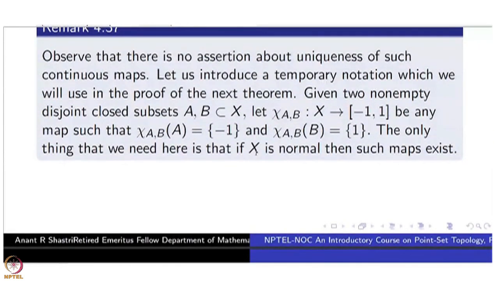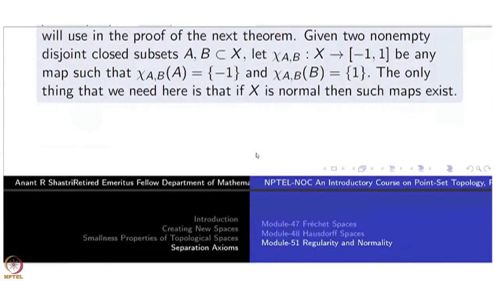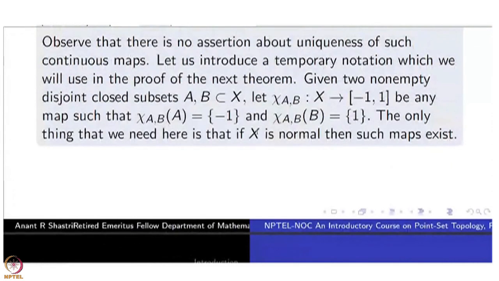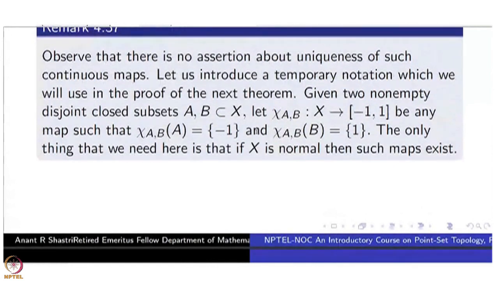There is no assertion about the uniqueness of the continuous maps. In the UC, there exists some continuous function. There may be plenty of them, lots and lots of functions. The difficulty was showing that there exists one. After that, you can cook up many, many of them.